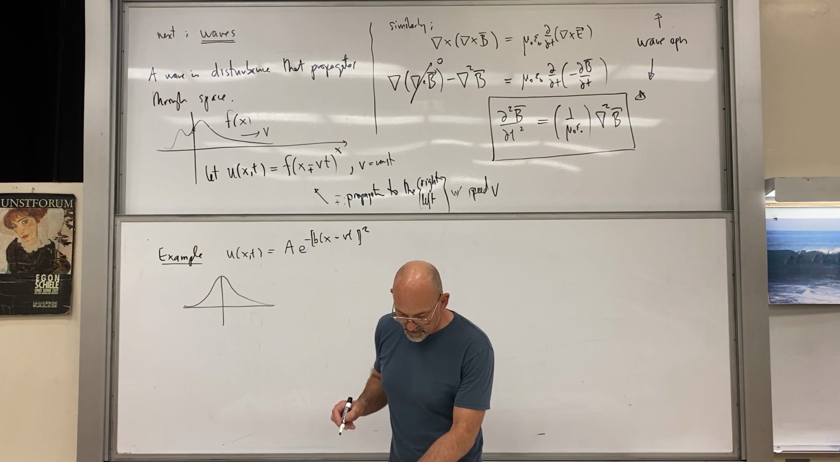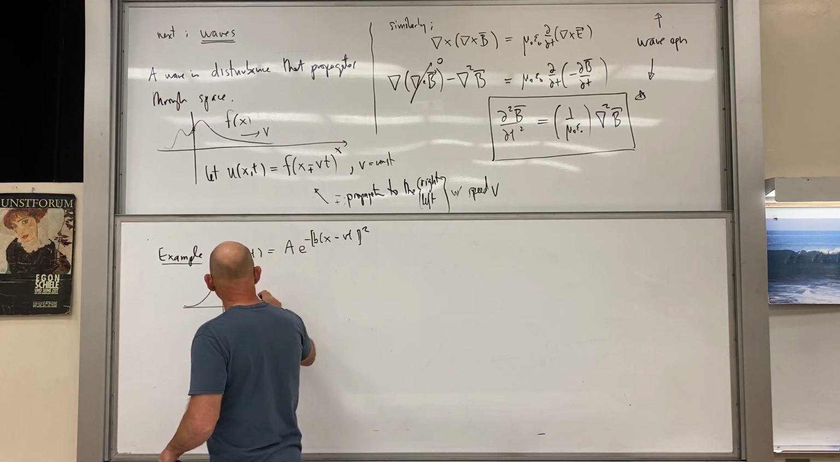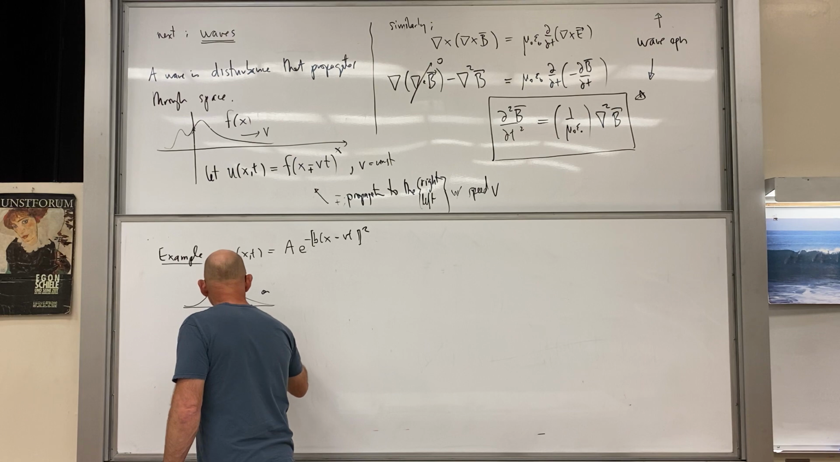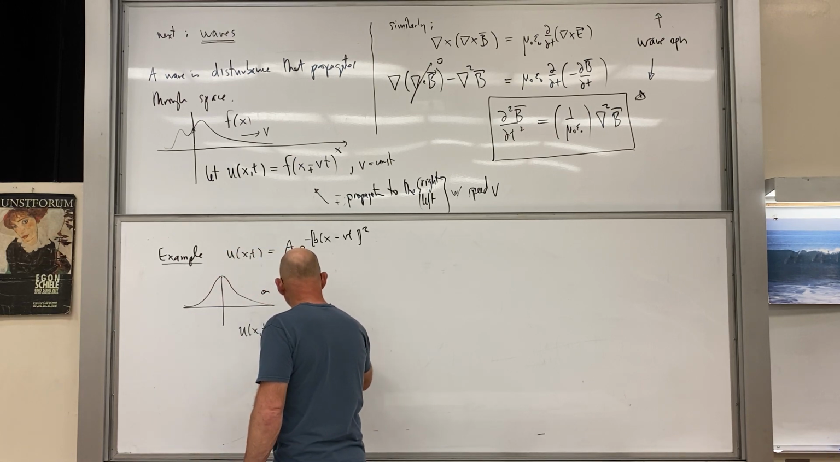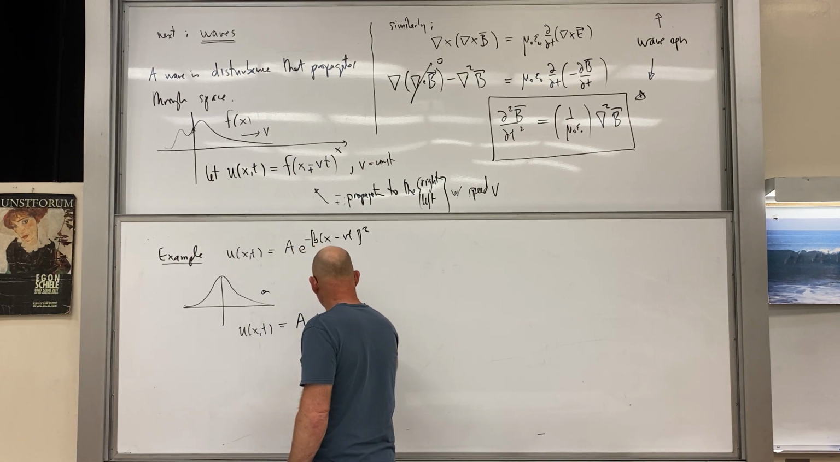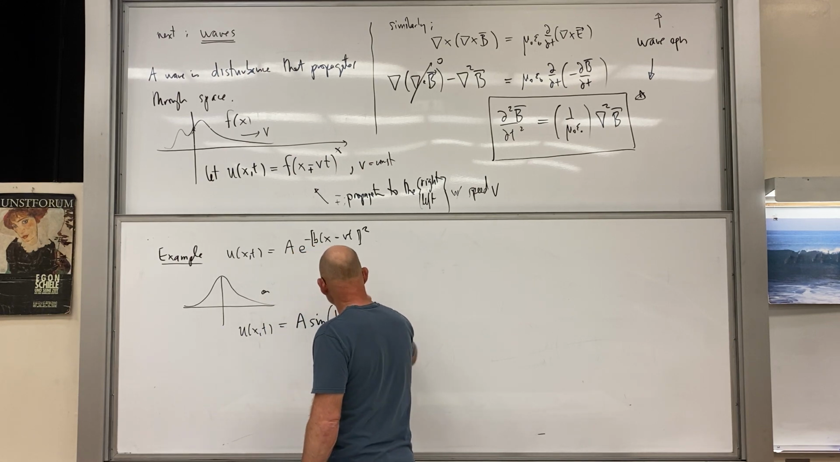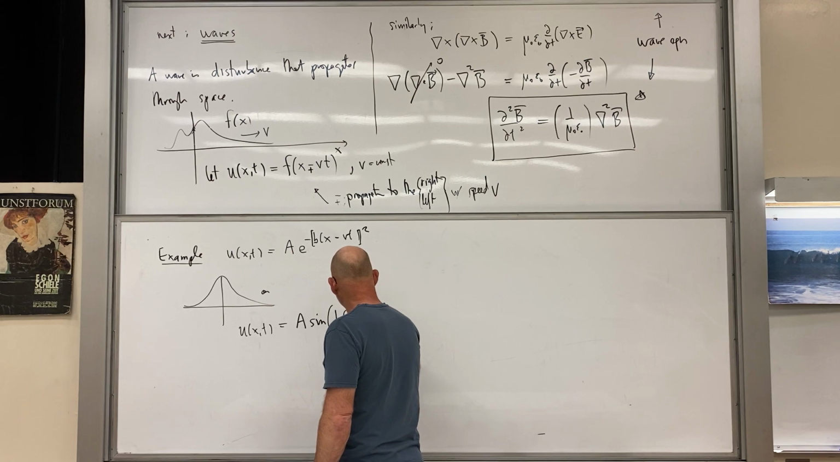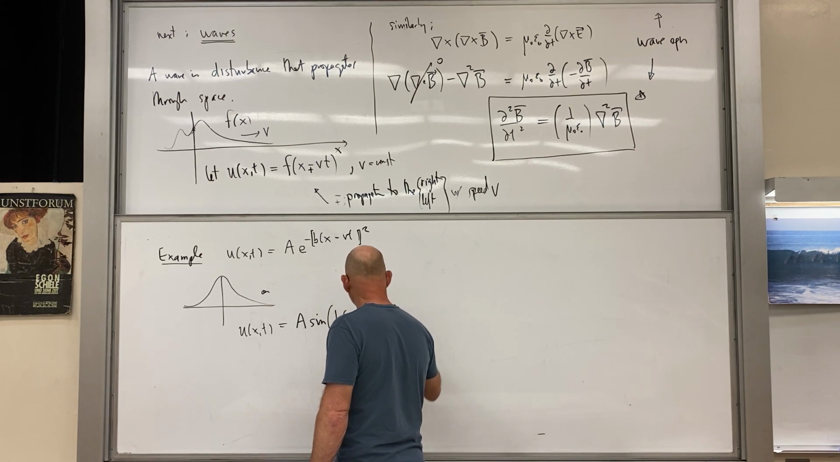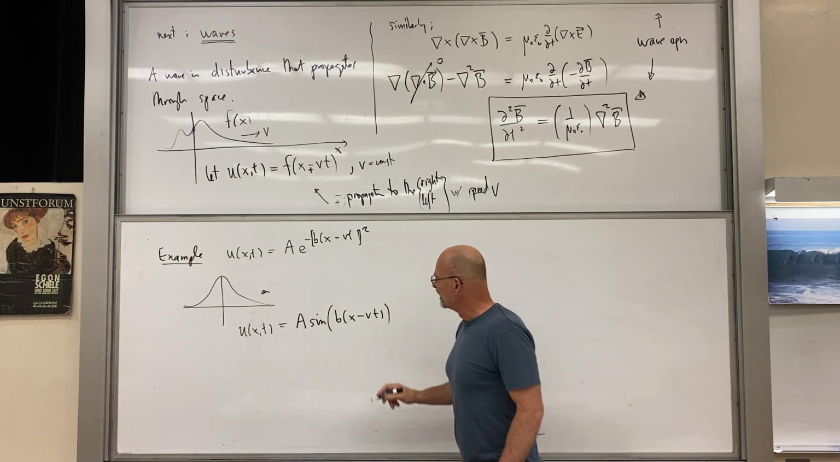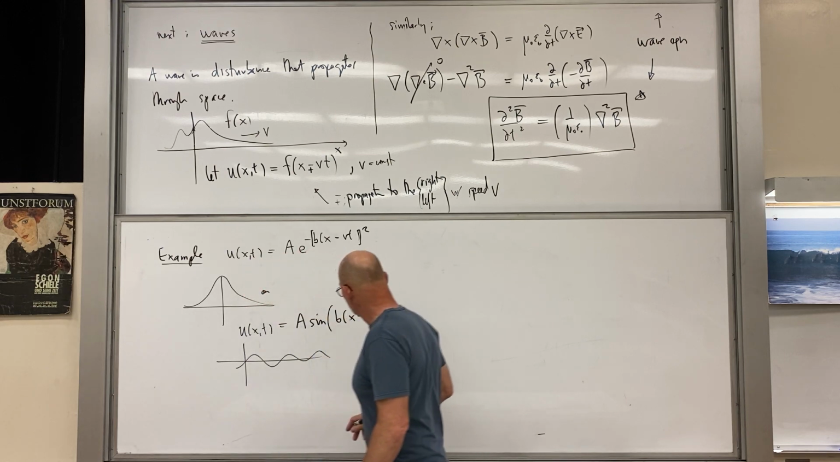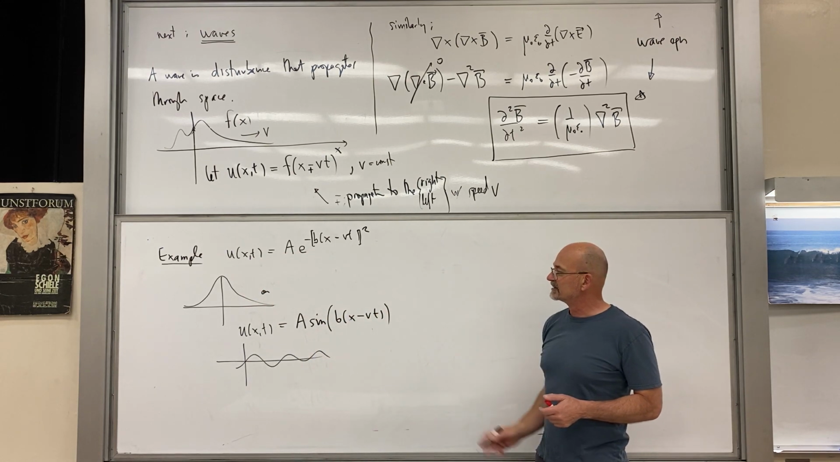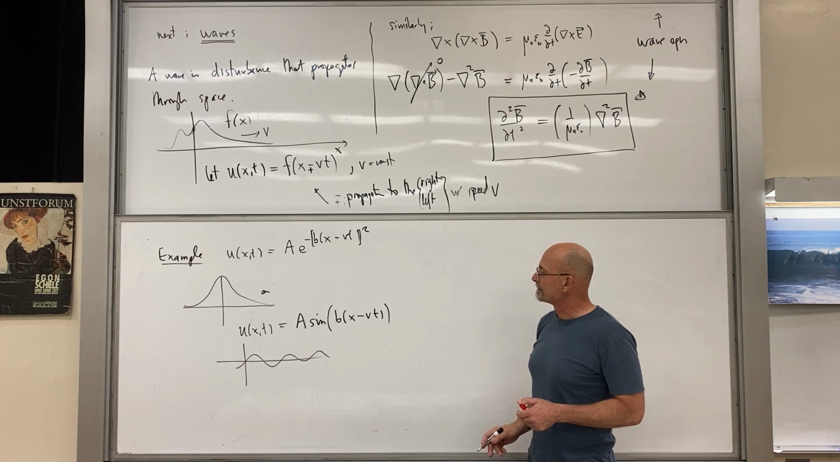And I see I have another example, so I'll do it. u of x and t equals some a sine. And again, to keep the thing dimensionless, I'll have b times x minus vt. Okay. And you'd have some sine disturbance like that. But because of the argument, it's moving to the right. Good.